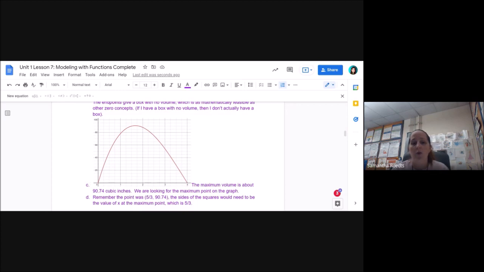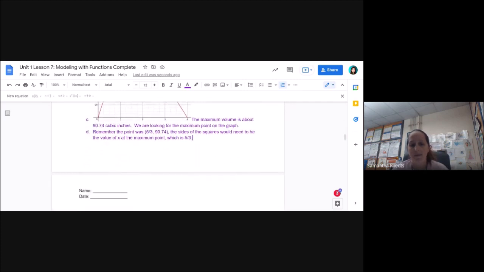Okay. So if you have a value of 0, like if you don't cut anything out, you don't have a box. If you have a value of 4, you don't have a width, which means you don't have a box, and it doesn't hold anything.